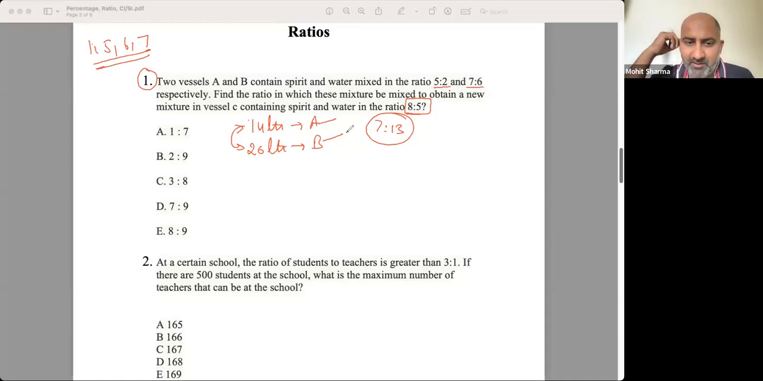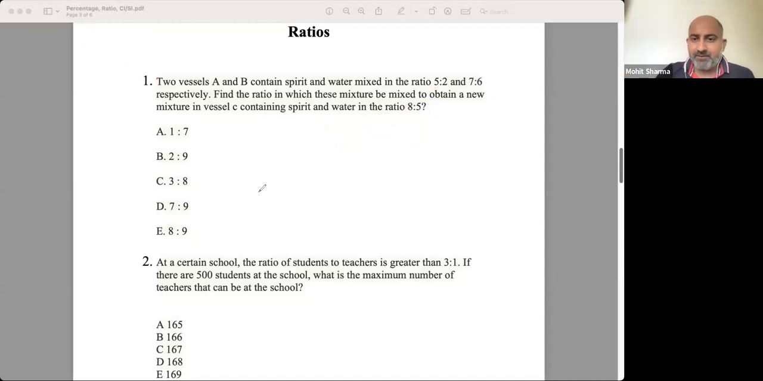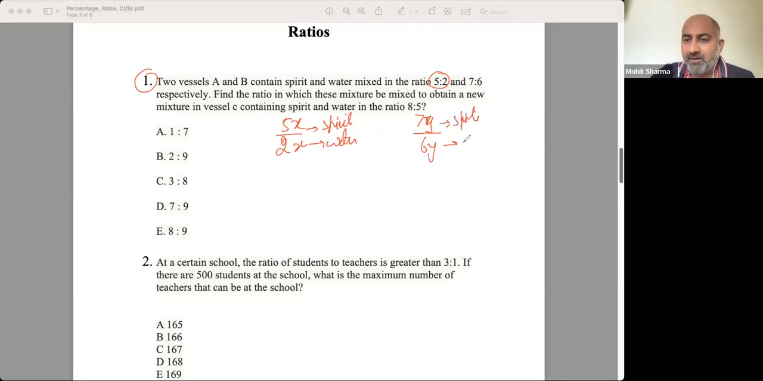It's nowhere there. I mean, it's none of the options. Right? Okay, so let's say in first we have 5x is to 2x, spirit and water. Right? In second we have 7y and 6y, spirit and water.